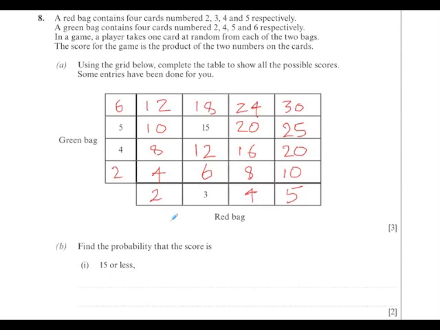So that was fairly straightforward, I hope. The next part of the question says, find the probability that the score is 15 or less. So let's see how many of these squares are 15 or less. So we've got 1, 2, 3, 4, 5, 6, 7, and it says 15 or less, so 8.